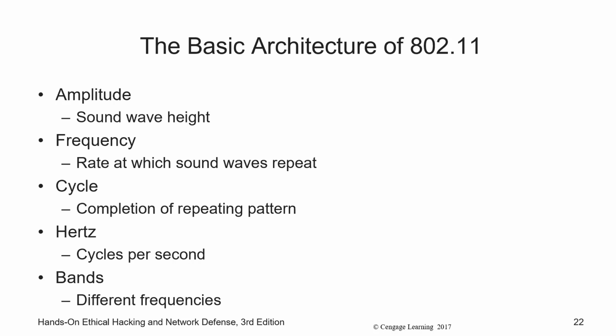How does this all work? The amplitude is the height of the sound wave. So remember, when we talk about radio frequency, they say sound waves here, but essentially it's an electromagnetic emission. Your amplitude is the wave height. Your frequency is the rate of repetition. Your cycle is the time it takes to do one full round of a repeating pattern. Hertz is the number of cycles per second. And when we say band, it's various frequencies.